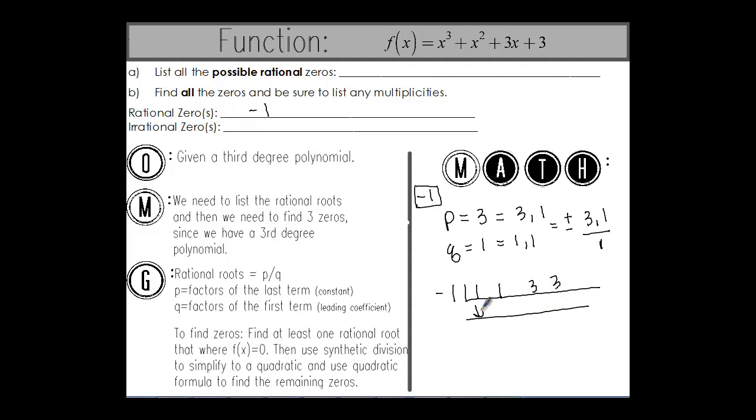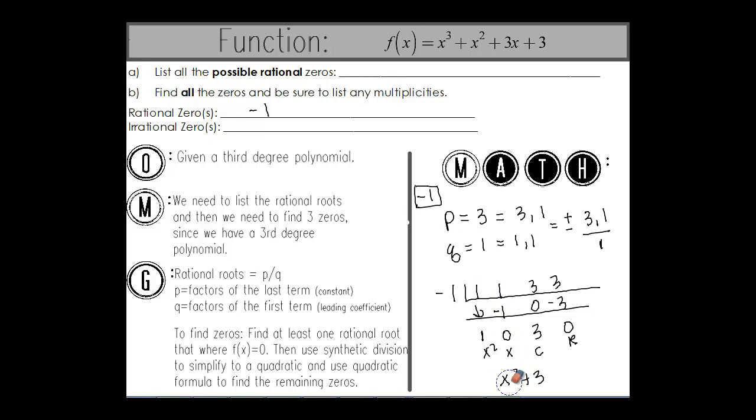Then I simply go through, drop the first number down. 1 times -1 is -1. 1 plus -1 is 0. 0 times -1 is 0. 3 plus 0 is 3. 3 times -1 is -3, and I get a remainder of 0. The last term will represent my remainder. This is my constant term, my x term, and my x squared. So I am left with x squared plus 3 when I do my synthetic division.